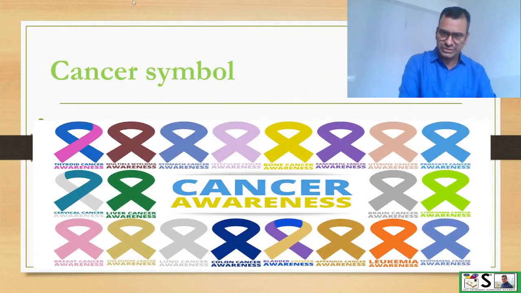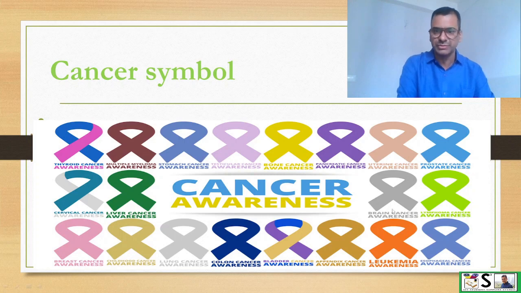Here you can see there are a lot of ribbons. Few of them are like this. It is for pancreatic cancer. This ribbon is for brain cancer. This is for lymphoma and so on. So these are to show awareness about cancer.